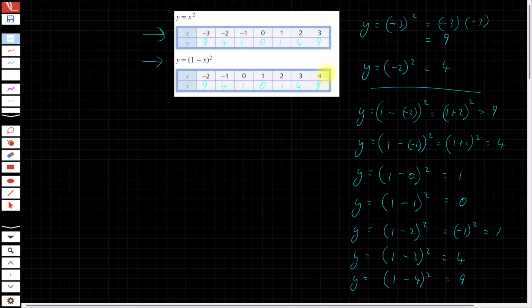And there we have it. We've completed the table of values for the two functions from x equals -3 to x equals 3 for the first one, and from x equals -2 all the way to x equals 4 for the second one. Now we're going to look at sketching the functions for these two. So the first job we need to do is create the two axes. So we'll do this first one first.